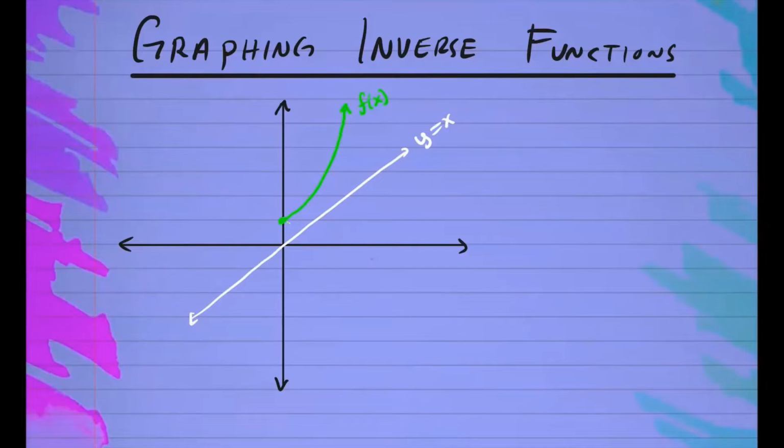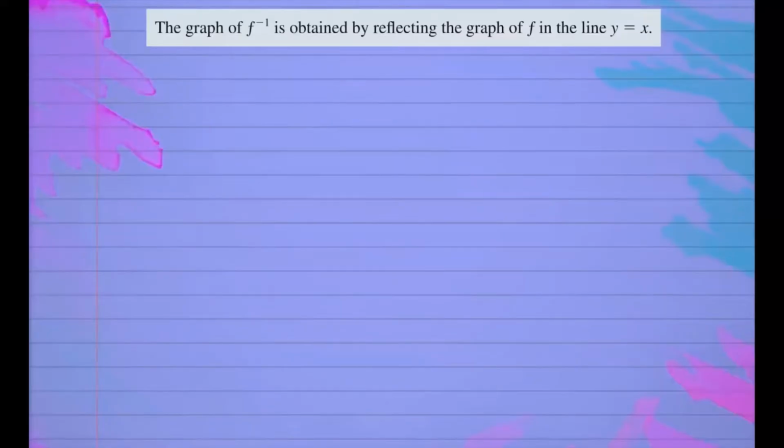So this point right here will reflect over and you'll travel in this direction. And then all of these points will drop over, reflect about the line y equals x, and you'll have something that looks like that. So this will be the graph of f inverse of x. Pretty much the idea is to reflect a graph about the line y equals x, and you get the graph of the inverse function. Let's go ahead and generalize this.